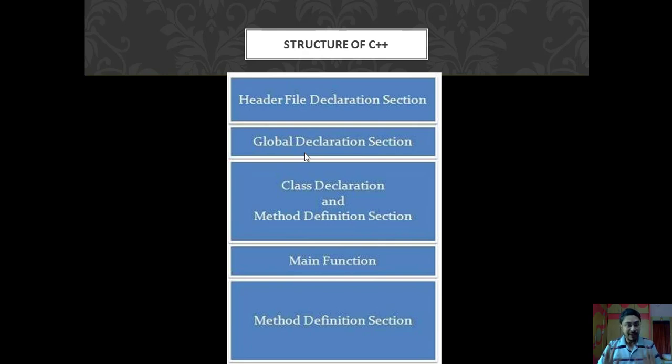So whatever variables I want to use across different functions, I will declare them at the global level. That's why this global declaration section is given. This is one of the ways to communicate between different functions. So let's say suppose one function is calculating the total of the subjects and there is another function which calculates the grade according to percentage.